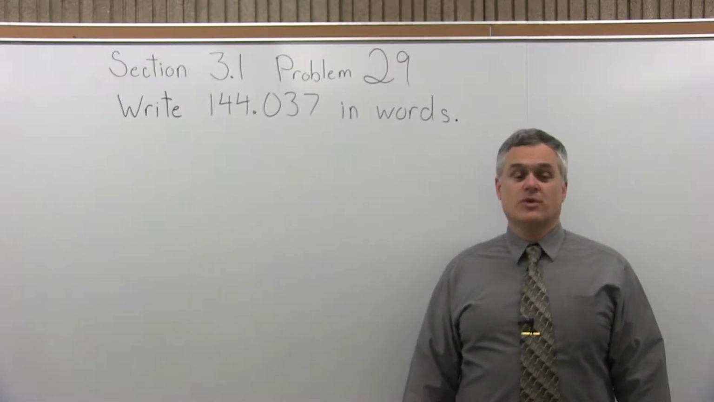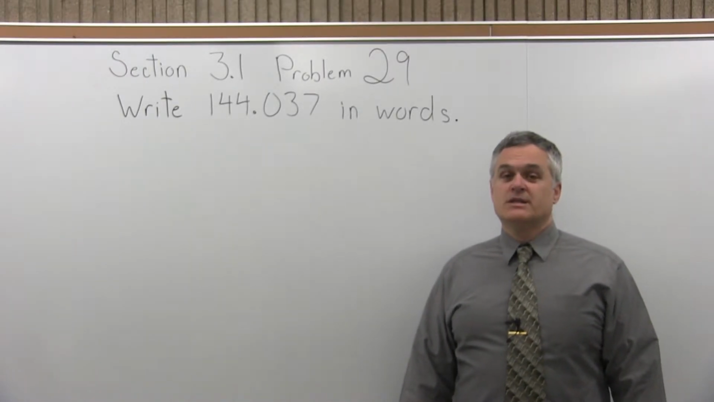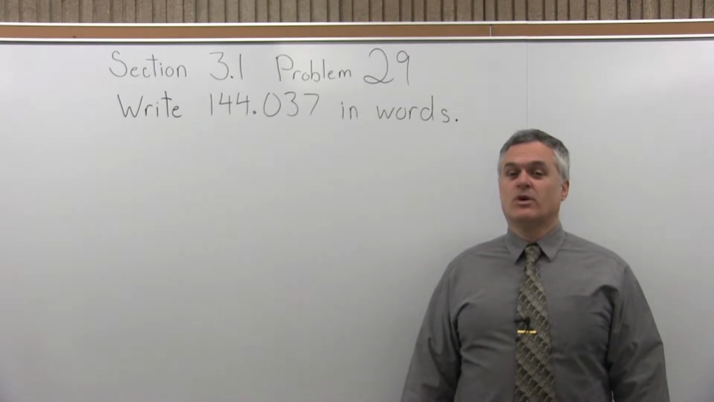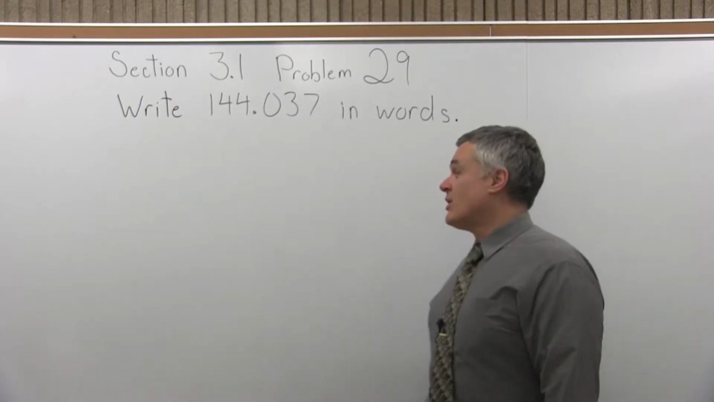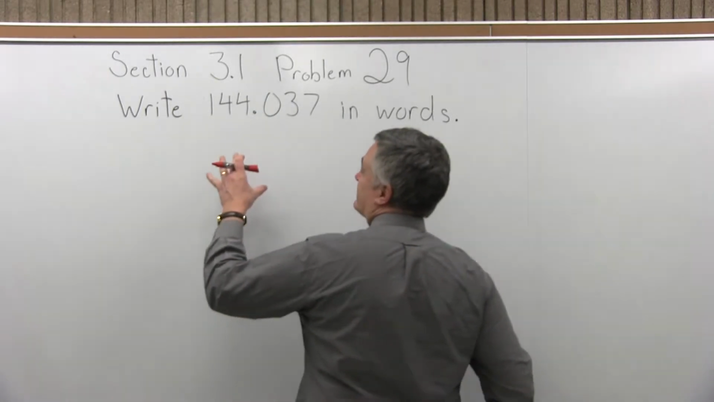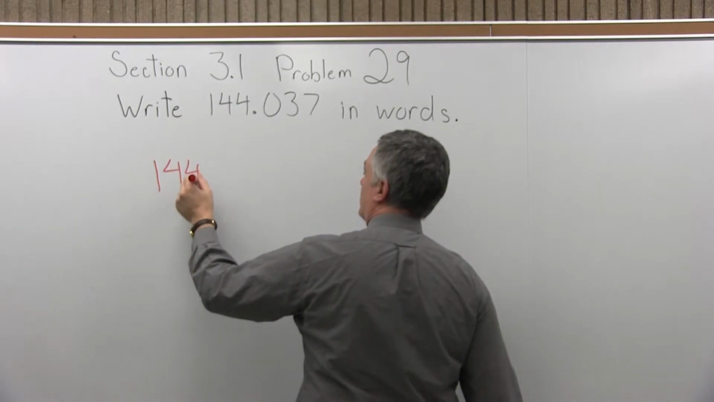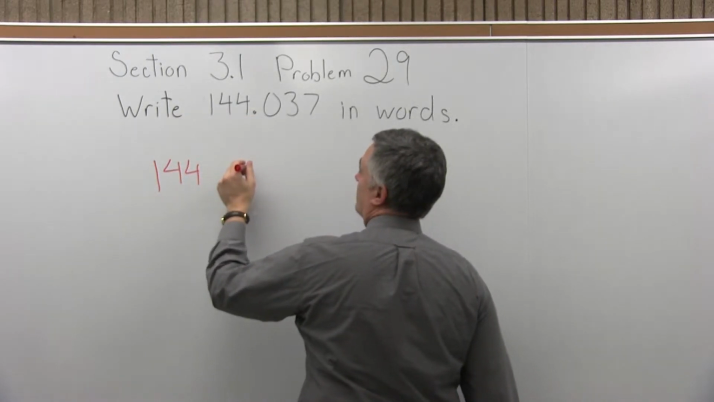This is Section 3.1, Problem 29. It says write 144.037 in words. So to write it in words, I like to see it as a fraction first. So the 144 in front of the decimal will of course be in front of the fraction.